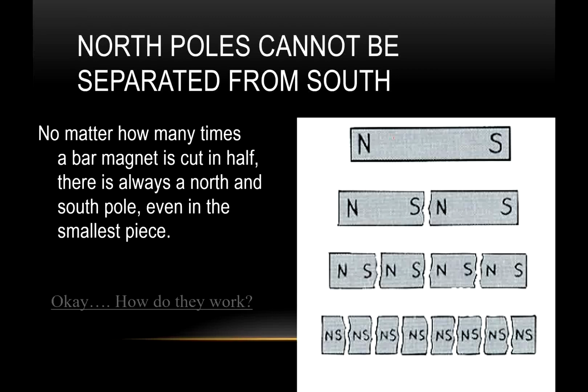And we have a slide showing that. It doesn't matter how many times you split it up. So we can split this first one up into two parts. Now we have two magnets with a north and a south. If we split both of those in half, we still have a north and a south.